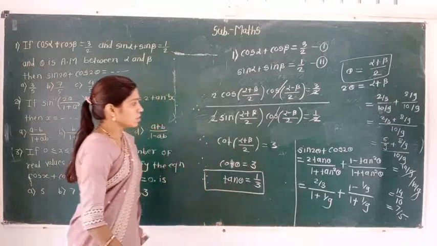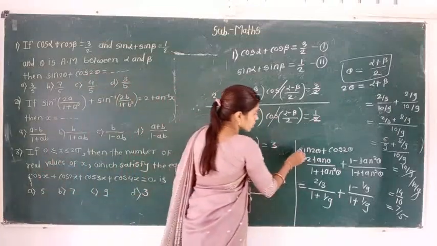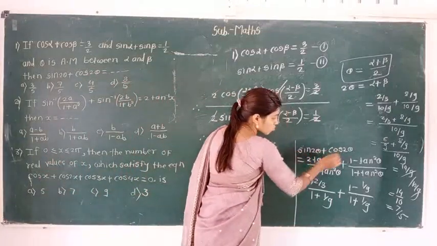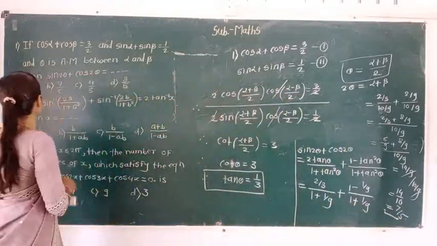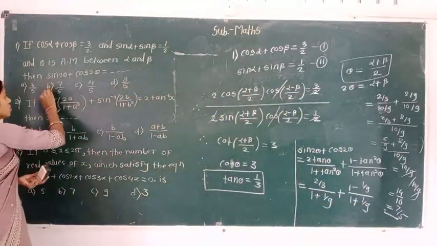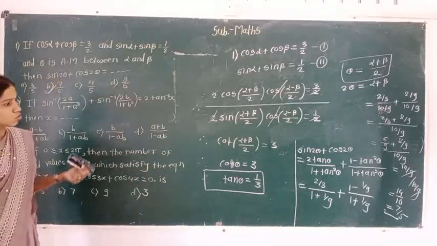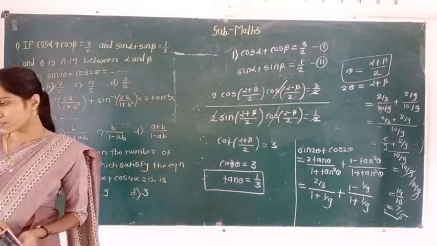So in that case, the value of sin 2 theta plus cos 2 theta is 7/5. So see here, the option B is the correct answer. So first of all, write down this problem.